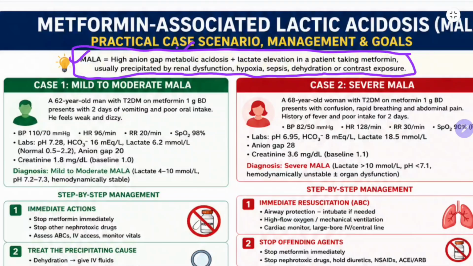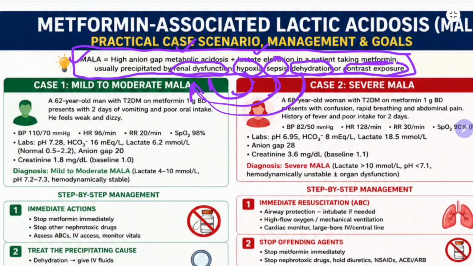High anion gap metabolic acidosis with lactate elevation can also occur in diabetic ketoacidosis, mainly in DKA, not in HHS. But you suspect MALA when the patient is taking metformin and precipitated by renal dysfunction, hypoxia, sepsis and dehydration. Hypoxia, sepsis and dehydration will cause renal dysfunction. They should be well hydrated, and whenever there is a critical condition, prompt antibiotic administration should be given when you suspect sepsis. And don't give nephrotoxic agents in this patient.